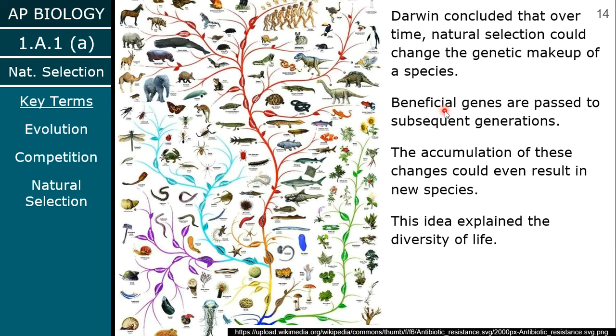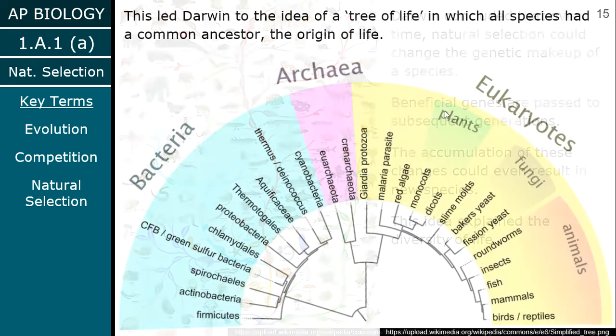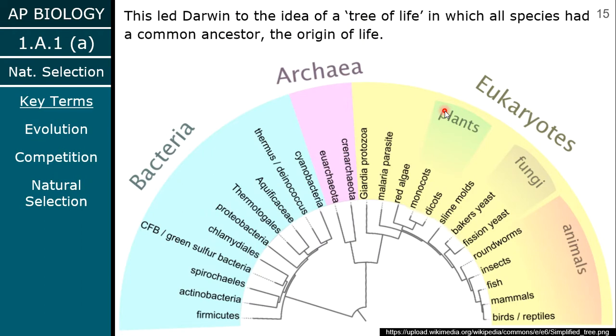Little changes over time, building up and building up, and eventually all those little changes don't seem so little anymore. Now, the nearest species to you has a lot of differences from you, right? And so this led to Darwin coming up with an idea for a tree of life.